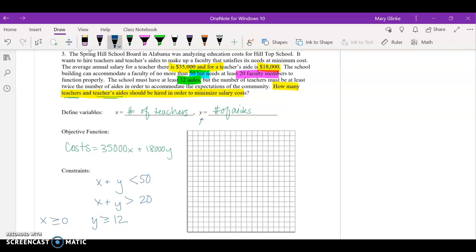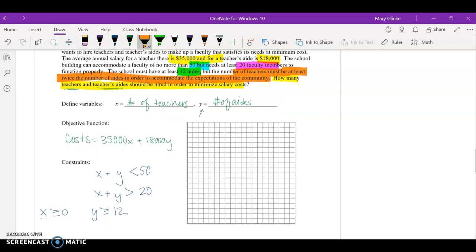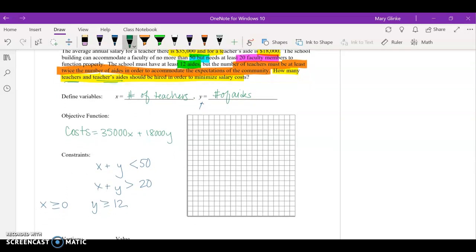Now we have one other thing in here that we haven't actually written an equation for. Reading through, we have almost all of the information except for this one right here. The number of teachers must be at least twice the number of aides to accommodate the expectations of the community. So the teachers has to be at least, meaning more than or equal to, twice the aides. So we're going to show x is bigger than or equal to twice whatever y is.